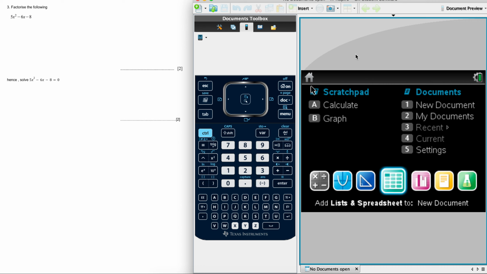So this question is factorising a quadratic, and factorising means that we need to put it into brackets. And we can see it's not as simple as some of them because we've got 5x squared rather than just 1x squared. So that coefficient greater than 1 on the x squared value is going to change the question.